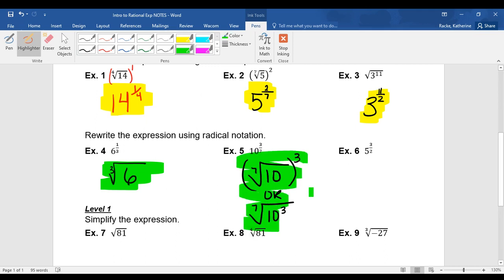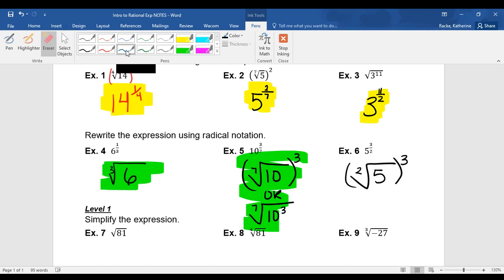Example 6, same kind of thing. I have the square root of 5. Again, we can write it in parentheses, with 3 on the outside. That's my power. Or I could write it with the square root. Again, we don't normally see the 2 because we always know that the radical is a square root if there's no number there. Both of those answers are acceptable.